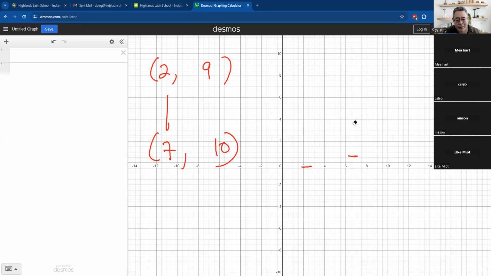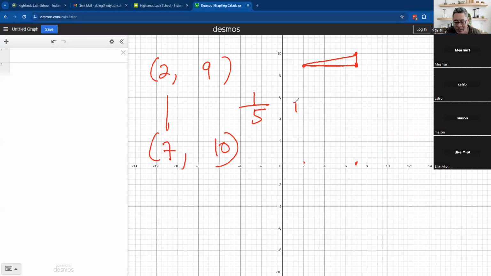In this case, we got 7, 10. So this is 7. Our 10 is right here. And 2, 9. 2 is here, 9 is here. And you can see that from here to here is 7 minus 2, it's 5. From here to here is 1, so it's 1 over 5.